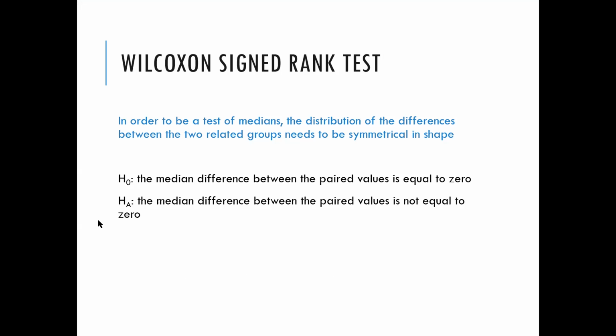So we can refer in this case to the median because we're just looking at one value, right? We're just looking at the difference. We're not actually looking at two groups. But if we're going to state this, then we need to be able to say that the distribution of the differences between the two related groups are symmetrical. It doesn't have to be normal. If it's normal, then we would use a paired t-test, but it would have to be somewhat symmetrical, so not heavily skewed.